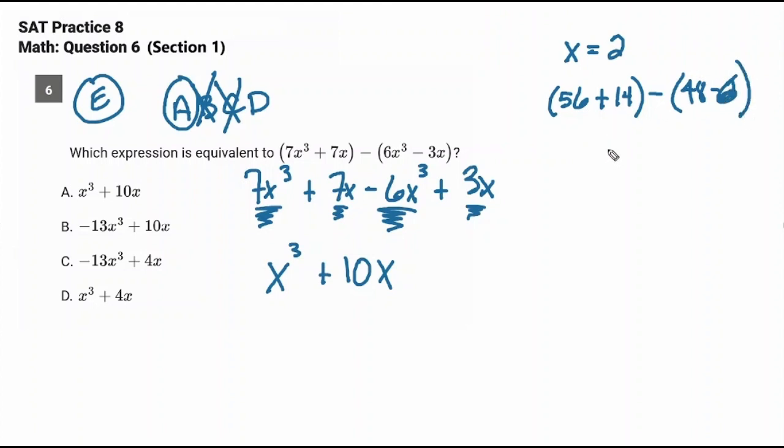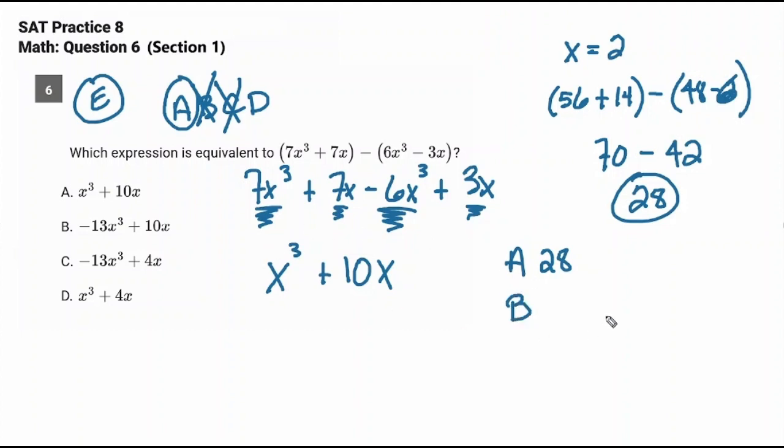So 56 plus 14, don't be afraid to use your calculator, that's 70, minus 48, minus 6. That's 70 minus 42. Even I'm going to use my calculator on this, and I'm going to get 28. So 28 is my target. I'm going to circle it, go down to the answer choices. A says x to the third. I said x is 2, so that's 8 plus 10 times 2. 8 plus 20, that's 28. That's the answer. We knew that was going to happen.